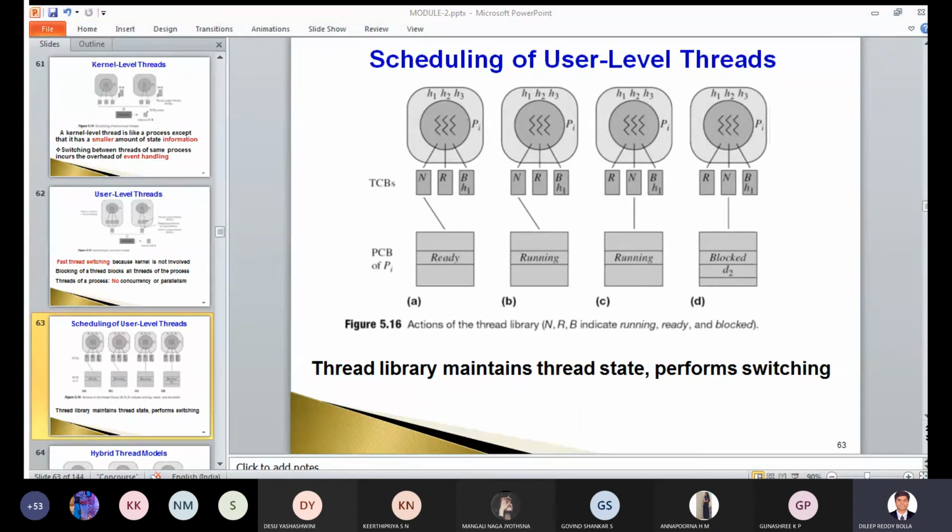Let us see the comparison of A and B. What is happening in A? Thread H1 is in running state and process P1 is in ready state.